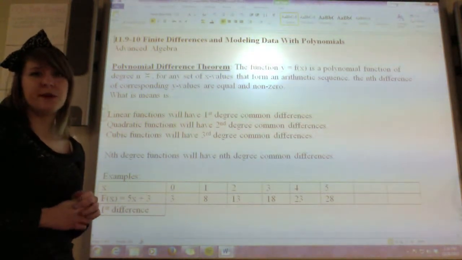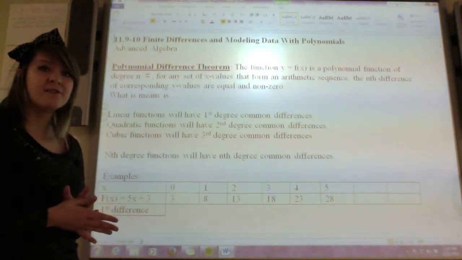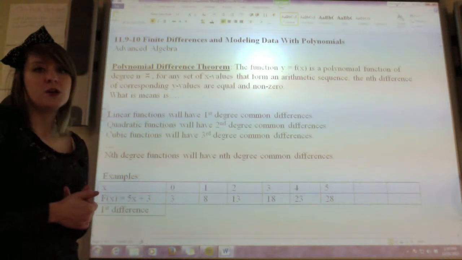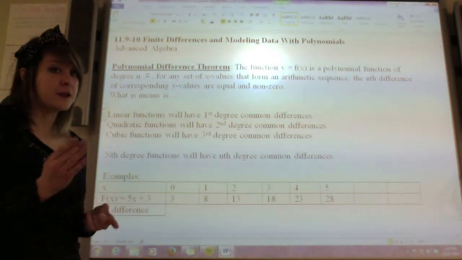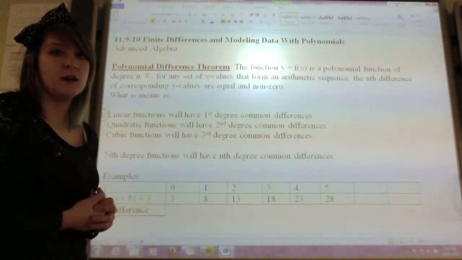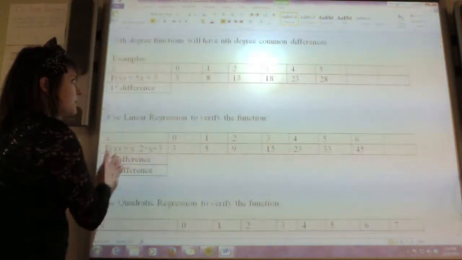So essentially, if we can figure out what type of difference these functions have, we can then come up with a formula for this function using the fact that we know that it's linear or cubic or quadratic or quartic. Okay, so once we find those differences, we can actually come up with an equation for this function.